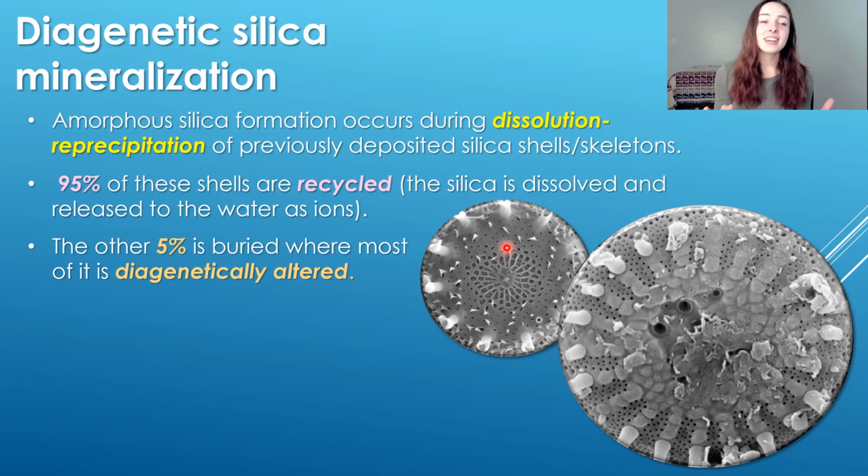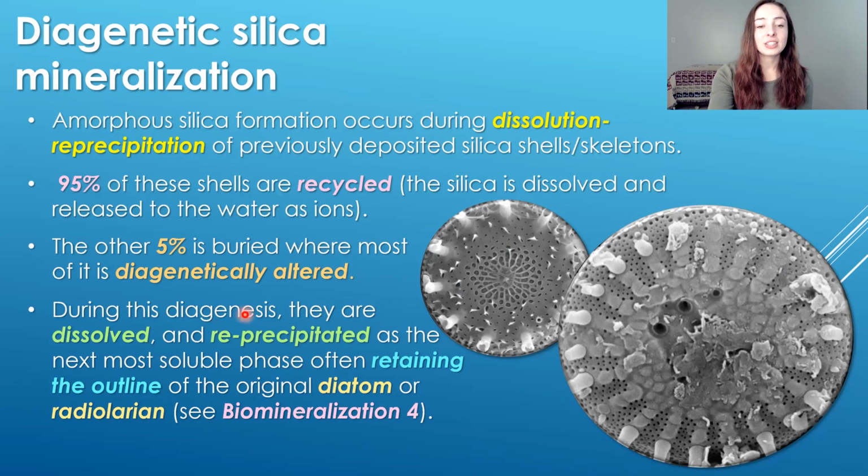Lastly, we have silica. Amorphous silica formation occurs during dissolution-reprecipitation reactions of previously deposited silica shells and skeletons. So we talked about how a lot of organisms form their skeletons or shells with silica. For example, here we have pictures of diatoms, which are just microalgae that have silica skeletons or capsules. And 95% of these shells or capsules are recycled, and the silica is dissolved and released to the water or pore water as ions. However, the other 5% is buried, where most of it then becomes diagenetically altered.